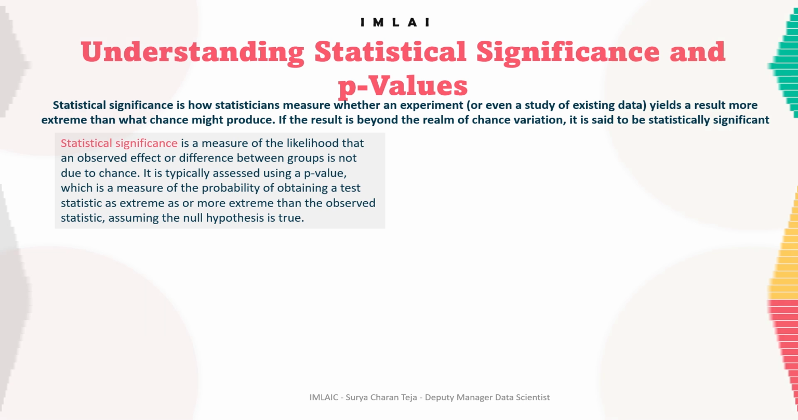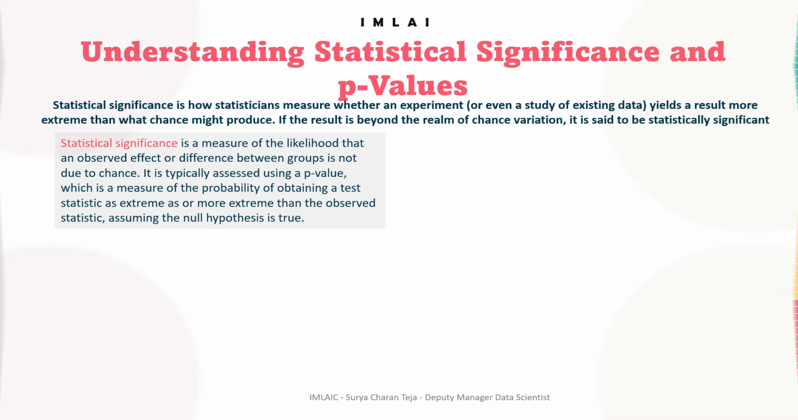It will say whether the observed effect or difference between groups is significant or insignificant. Very simple. They will measure the likelihood and tell whether it is significant or insignificant. If it is significant, how significant it is. If it is insignificant, how insignificant it is. That's what we call statistical significance.